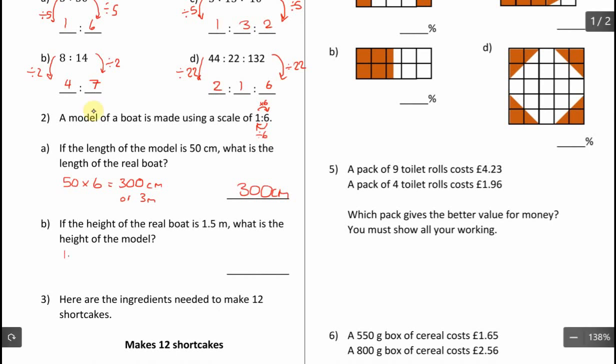So we're changing the real into the model, so we're going to divide by 6 and that will give us 0.25 meters. So you can either go for that or 25 centimeters, whichever you prefer. I'm going to just stick with meters, seeing as they use meters in the question. As long as you put your unit, it doesn't really matter, but you must put a unit on the answer line.